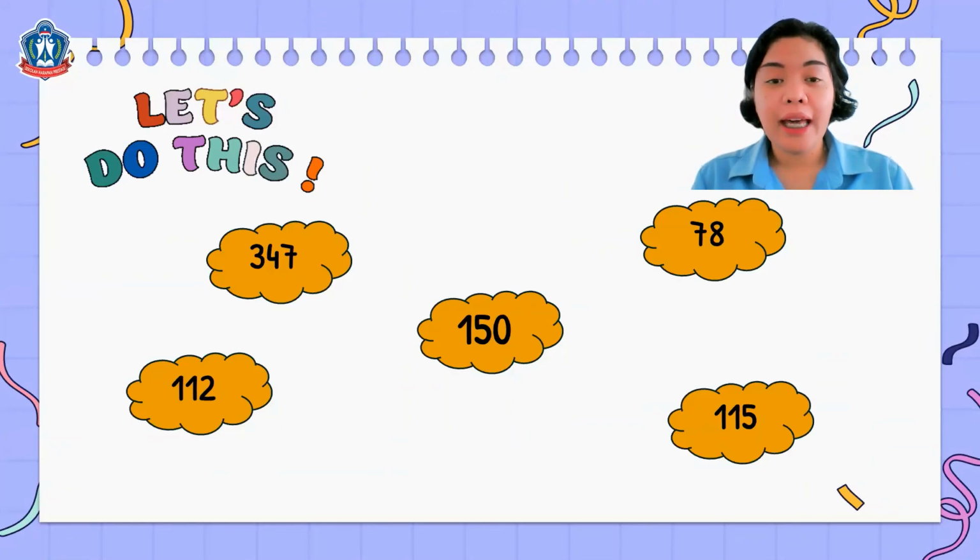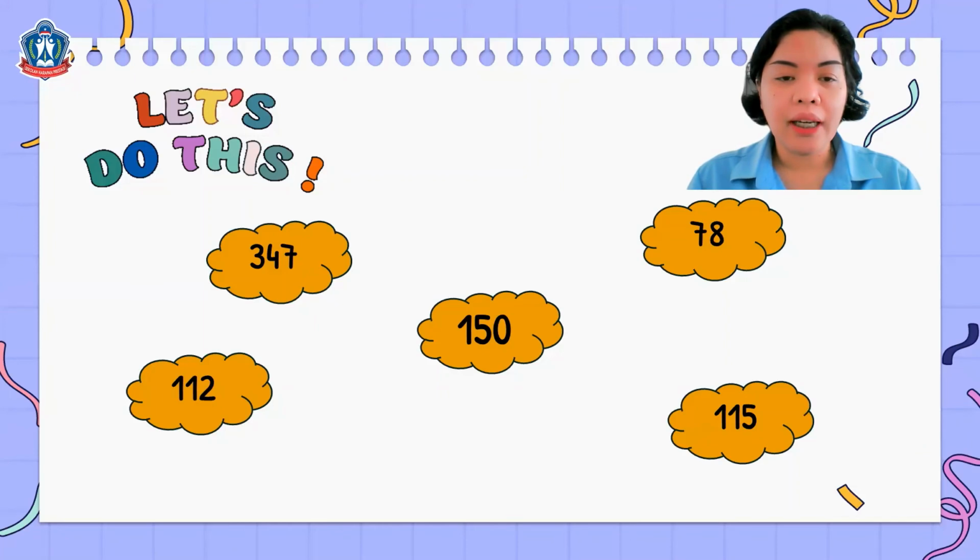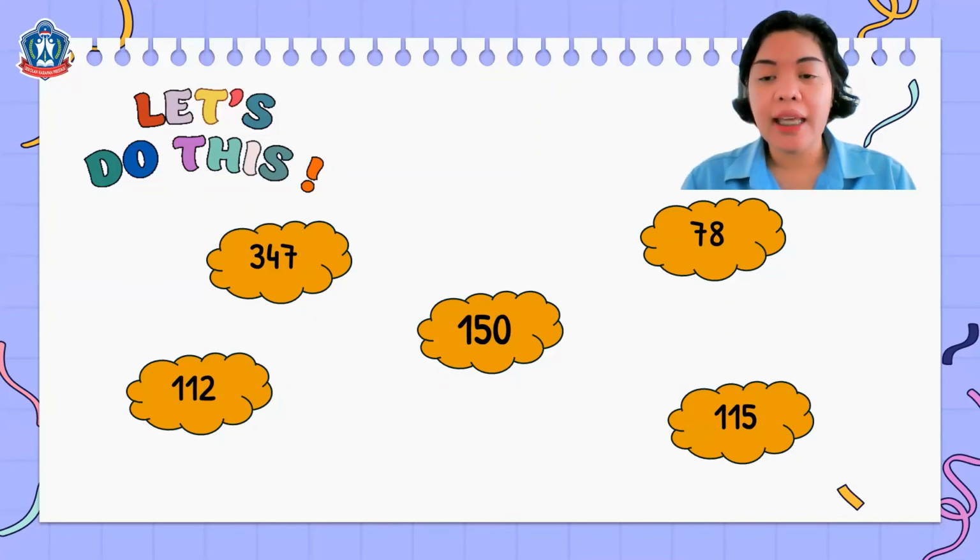Okay, before that, I have here some numbers. I have 112, 347, 150, 78, and 115. From these five numbers, which of these is only divisible by 10? Again, only divisible by 10. Look for that number and you can give your answer to my question for this video in Google Classroom.